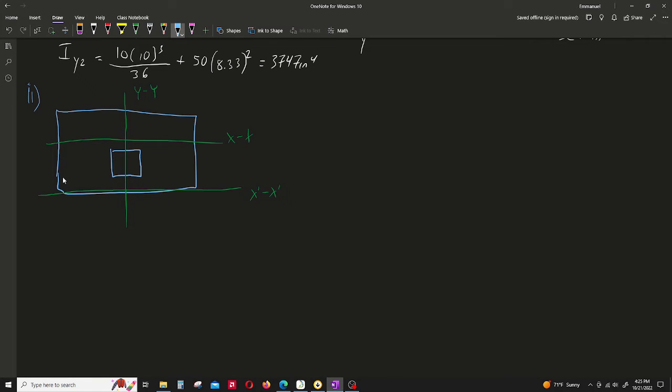And this is going to be 2 inches there, 2 inches here. So this is a 4x4 square hole.